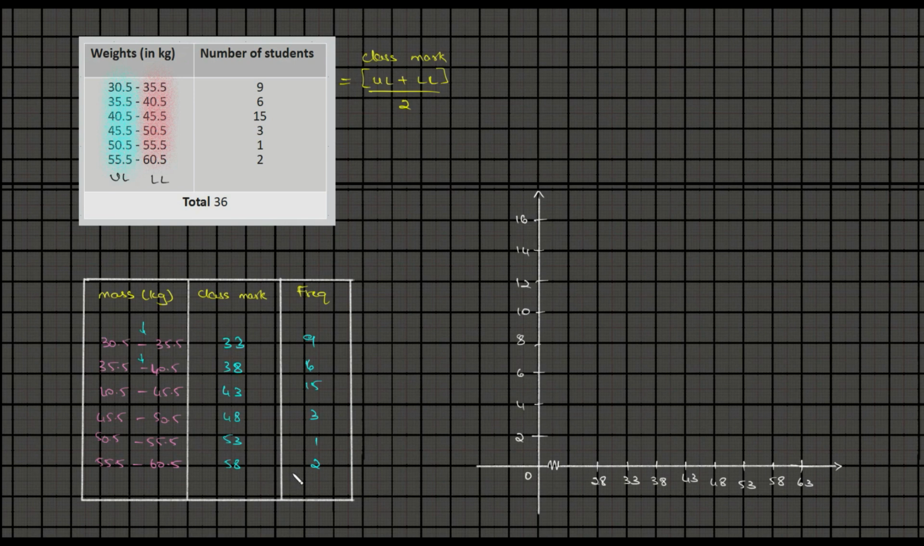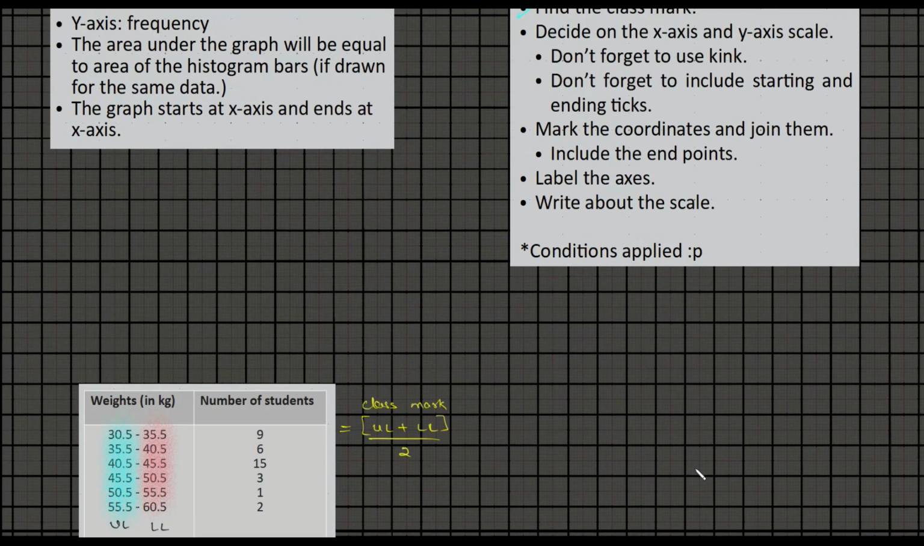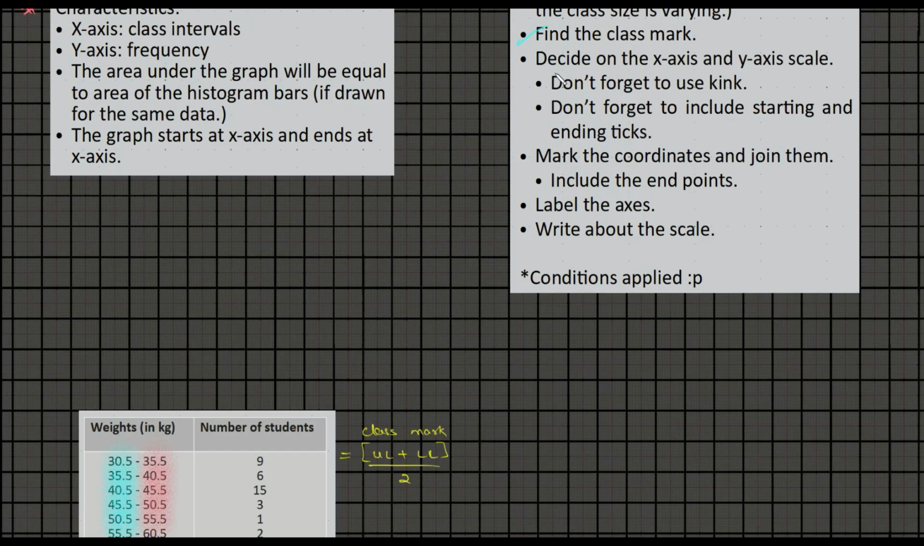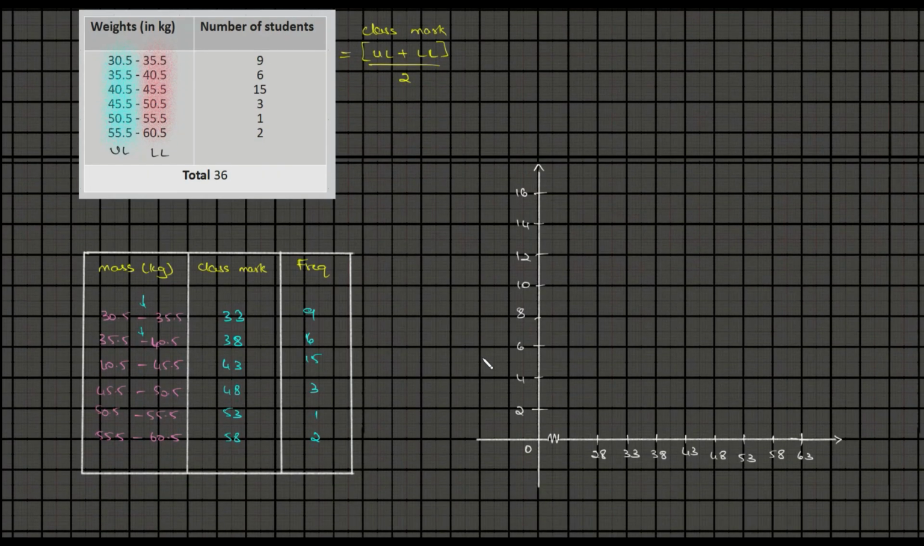So once we are done with this, with the kink and everything, a kink is nothing but a folding of the line, then a class mark which is one bit lesser and one bit more. So we need to mark those. We'll see in a second why it is so. So this is done. Mark the coordinates and join them. So we need to mark the coordinates. How do you get the coordinates?